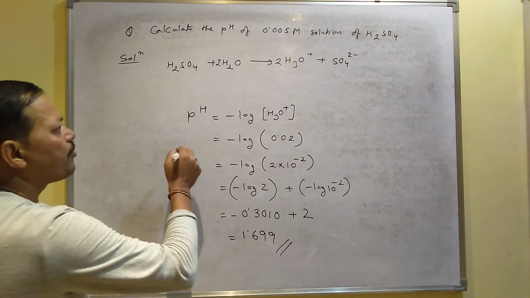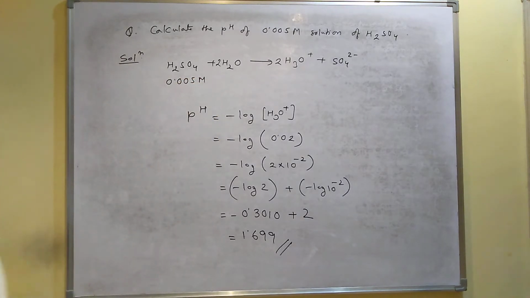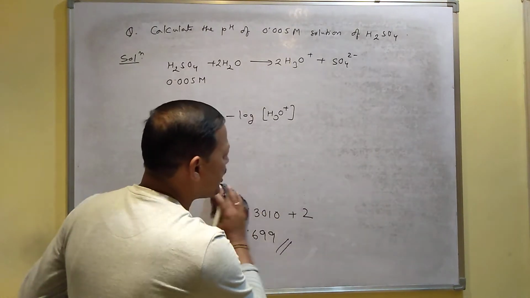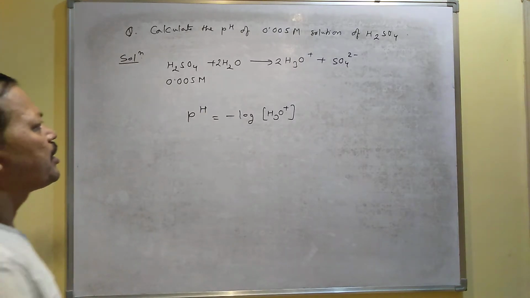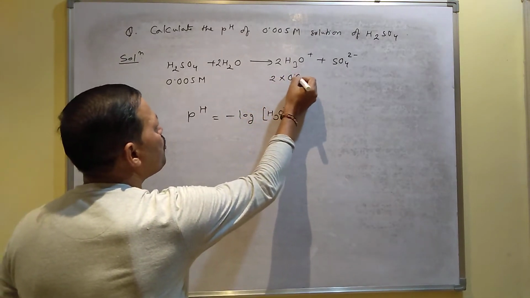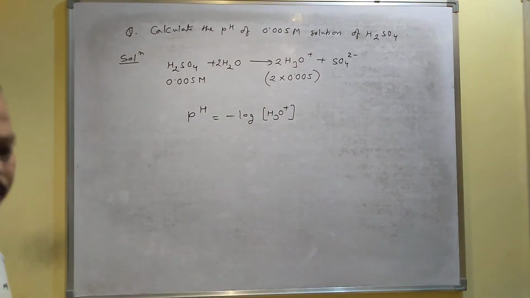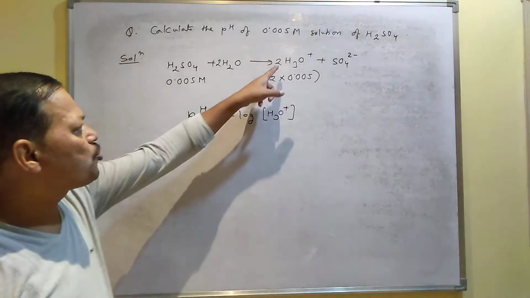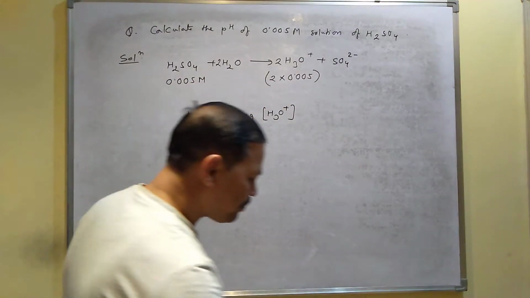The concentration of sulfuric acid is given as 0.005 molar. Since it is a strong electrolyte, it also undergoes complete ionization, and due to complete ionization, the concentration of the acid becomes equal to the concentration of the ions. But here, since 2 moles of hydronium ion are present, its concentration will be 2 into 0.005 molar. Because here 2 moles are present, the concentration becomes double. If it is 3 moles, then you multiply by 3. If it is 1 mole, then the concentration of ion will remain the same.